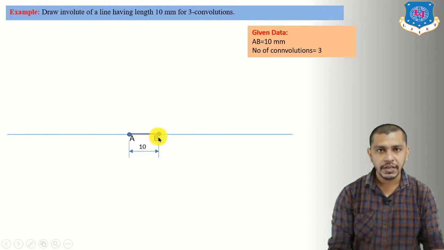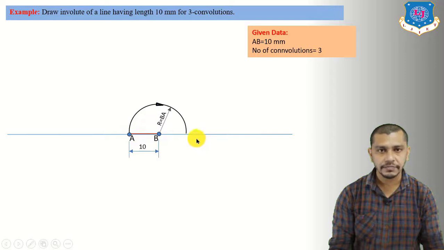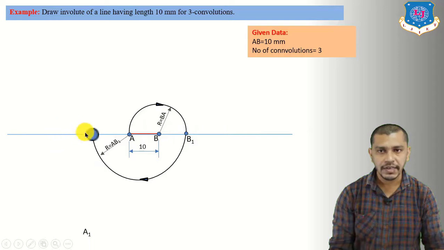Starting from B, take B as the center and radius equal to B to A. This is the first arc. The point of intersection of this arc with the horizontal line is B1. Now after getting B1, change the center and take the center as A and radius equal to A to B1 and give an arc. You will get A1 here.